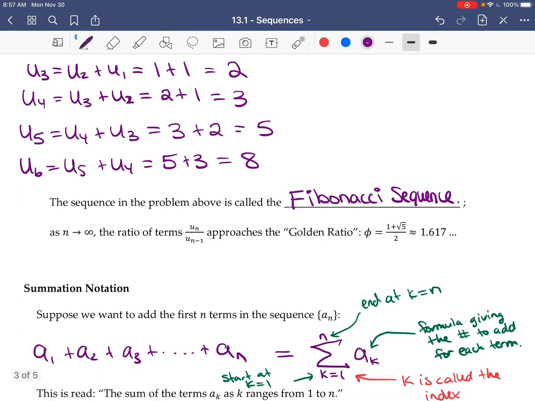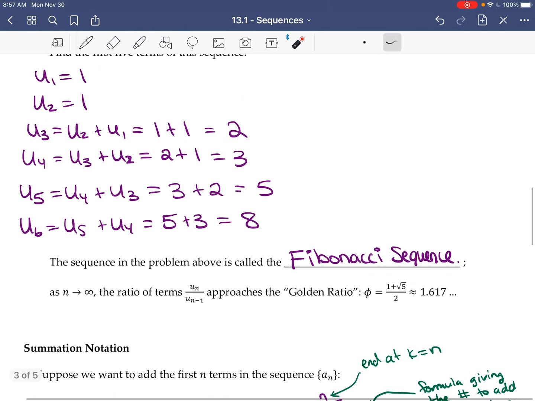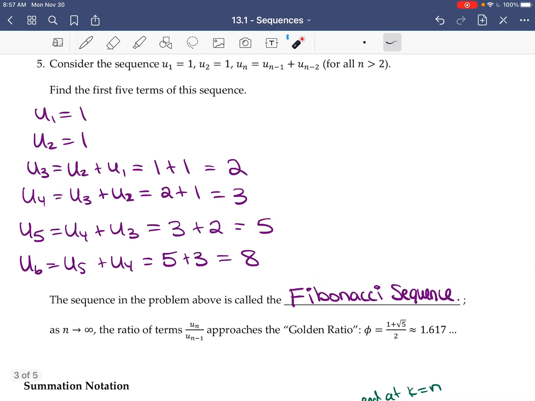So as n goes to infinity, the ratio of the terms approaches what we call the golden ratio, which is this number here. Okay, now the closed form formula for the nth term is very complicated. So it's hard to determine. You need tools better than what we have.